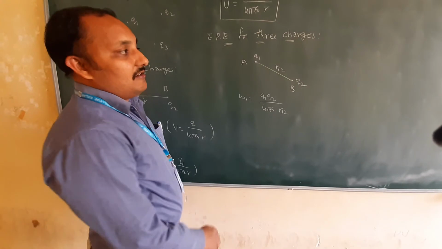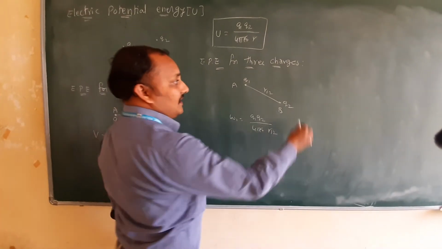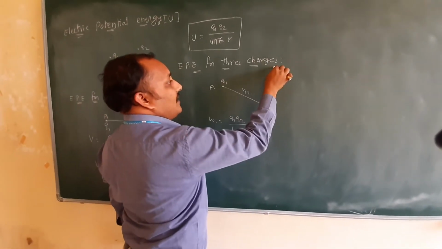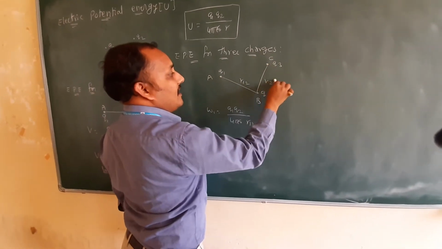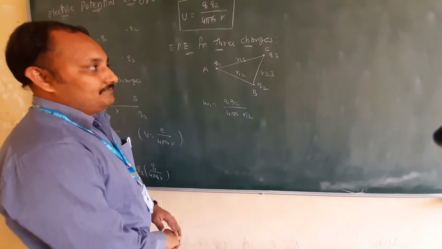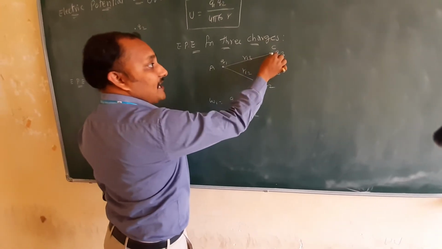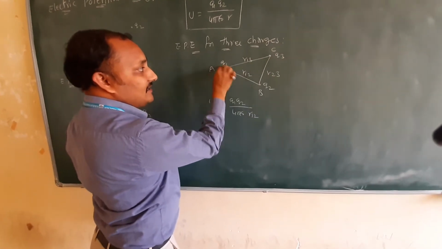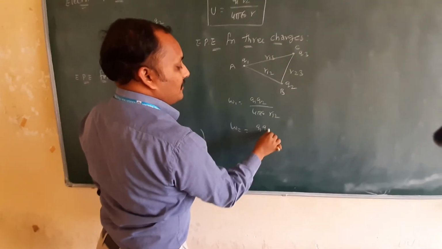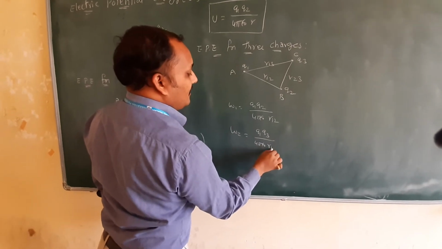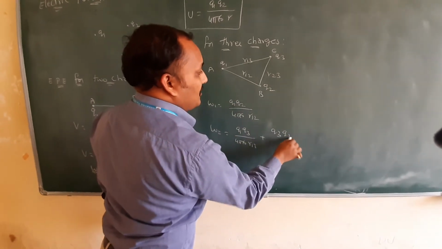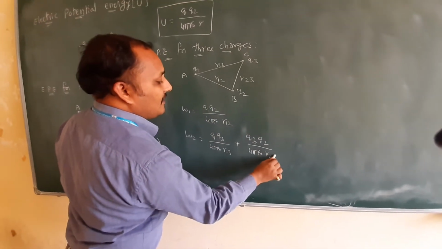Now I brought another charge, that is Q3. I am placing it at point C, which is at distance R23 from Q2 and at distance R13 from Q1. Isn't it? Whenever I am bringing charge Q3 here, already two charges are there. Therefore, total work done now: first this one, Q1 Q3 by 4 pi epsilon naught R13, plus another work done, Q3 Q2 by 4 pi epsilon naught R23.